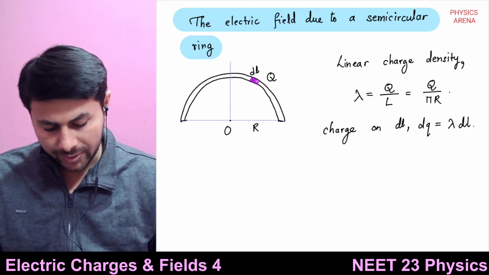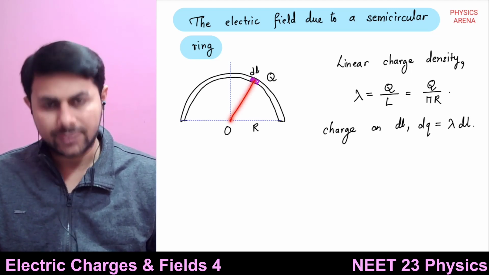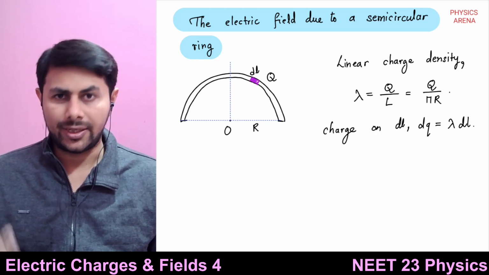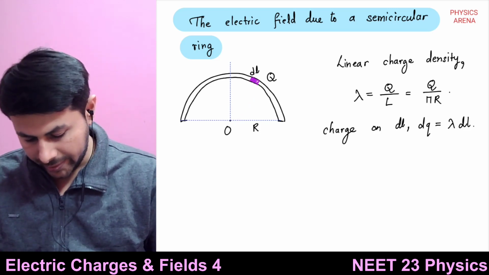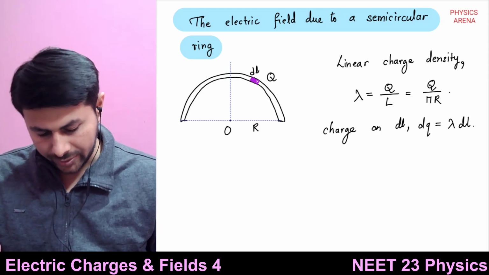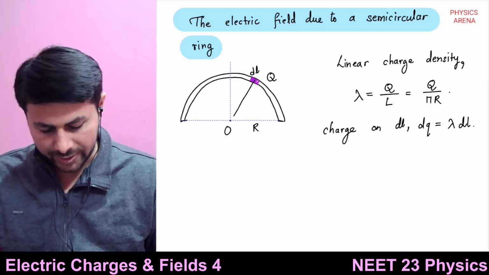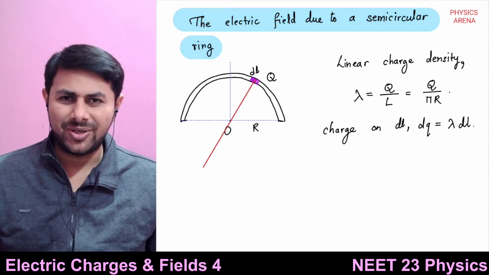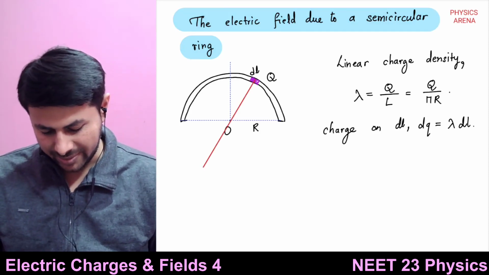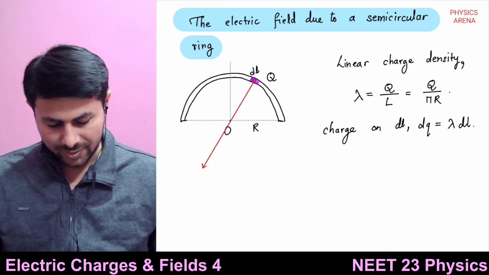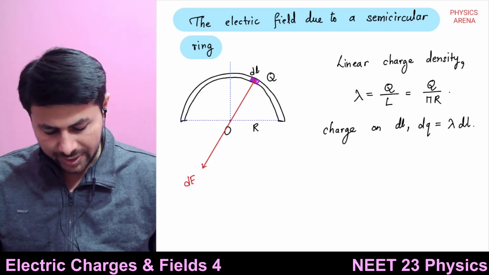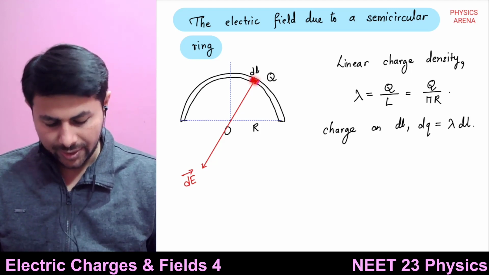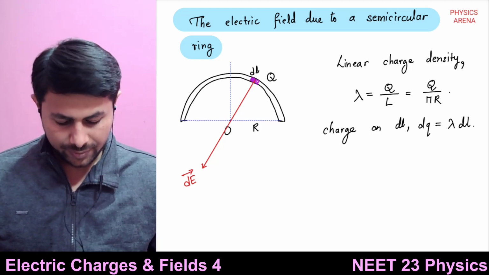Then we can find the electric field due to this charge at this point. For this charge, the electric field would be radially outwards, like this. Let's call it dE bar. So dE bar is the electric field due to the small length element.